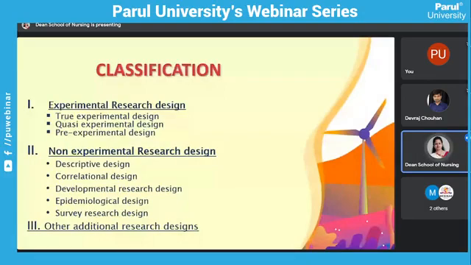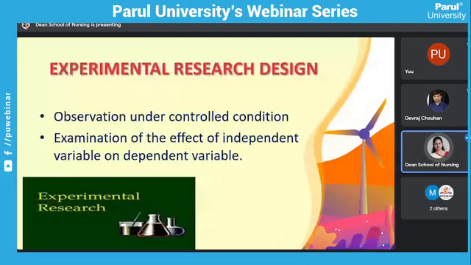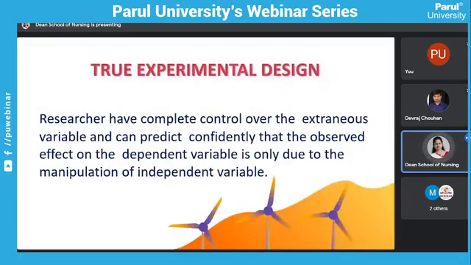Experimental design is where the observation is under controlled condition, examining the effect of the independent variable on the dependent variable. So we can be controlled in this aspect. In true experimental design, the researchers have complete control over the extraneous variables and can predict very confidently that the observed effect on the dependent variable is only due to the manipulation of the independent variable. So this is true experimental design.